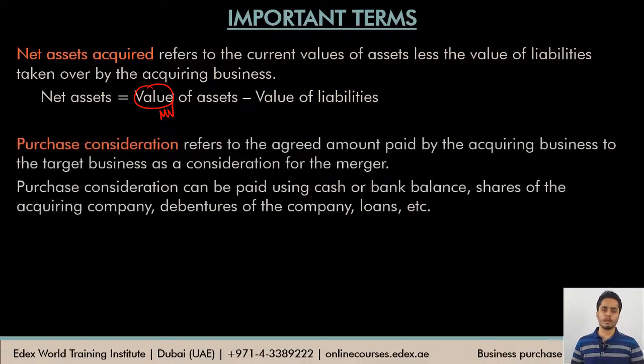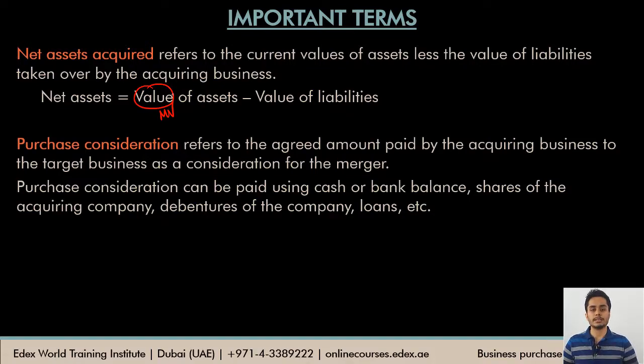The second important term here is the purchase consideration. Purchase consideration is the amount that the first company or the acquiring company has agreed to pay or compensate the target company. Obviously, when it is acquiring net assets, it is getting assets. In return, the acquiring company will have to compensate the target company, and that is through the purchase consideration.